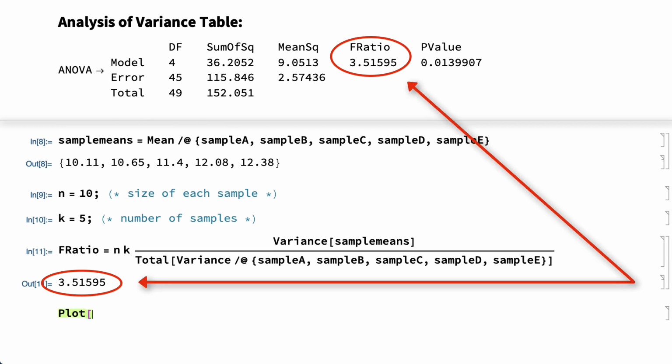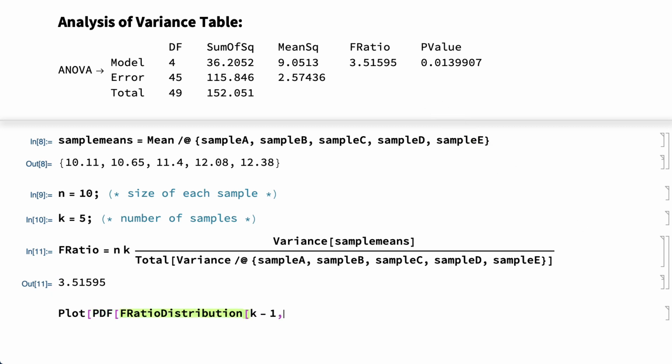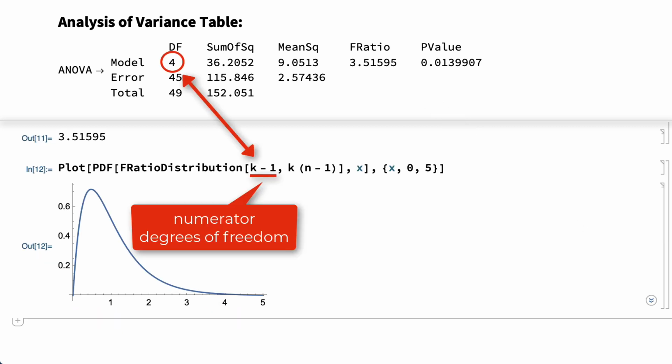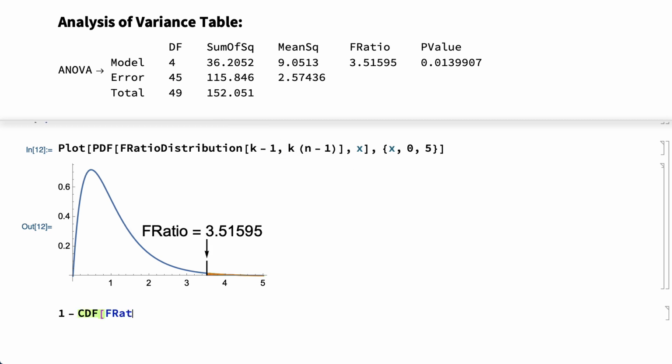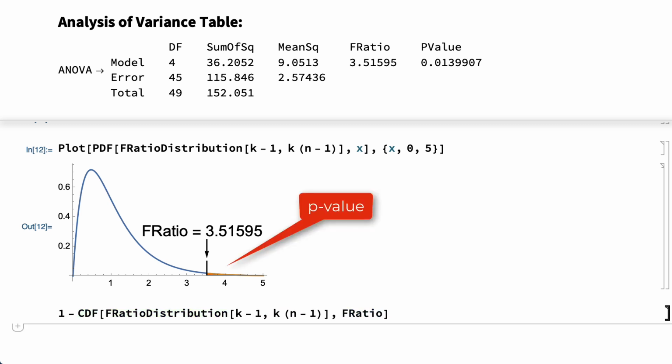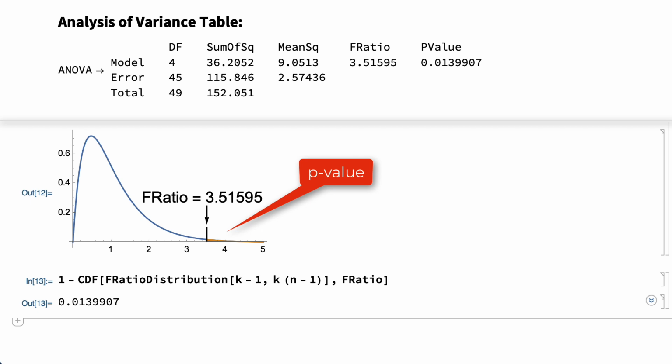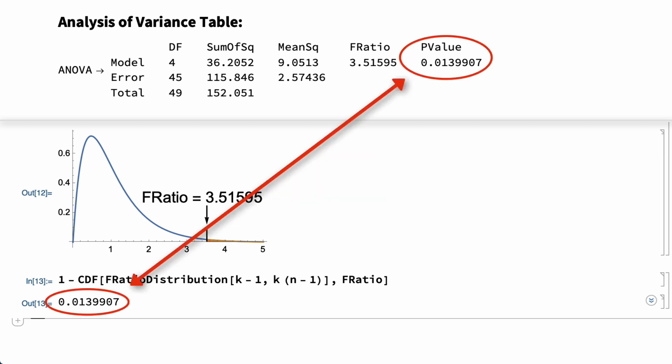The sampling distribution of the F ratio is a distribution called the F ratio distribution, which has 2 parameters, the degrees of freedom k-1 of the numerator and the degrees of freedom k times n-1 of the denominator. The p-value can be computed using the cumulative density function CDF of that distribution and corresponds to the area in the tail of that distribution beyond the value of the test statistic. This is the p-value shown in the analysis of variance table.